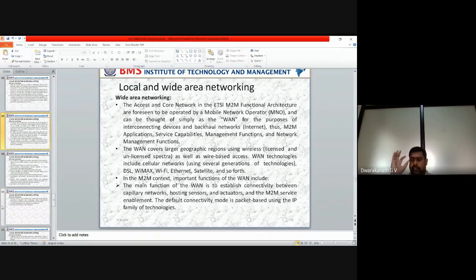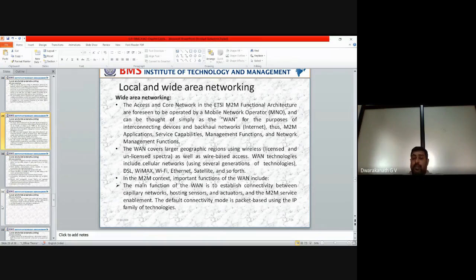That is the point always whenever you are doing an IoT project. So everyone should keep these important things in mind. In M2M context, what are the important functions of WAN? We'll see. The main function of WAN is to establish connectivity between capillary networks.